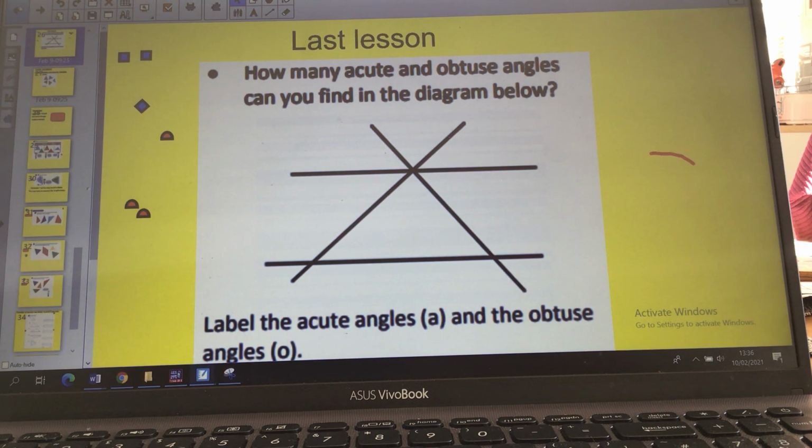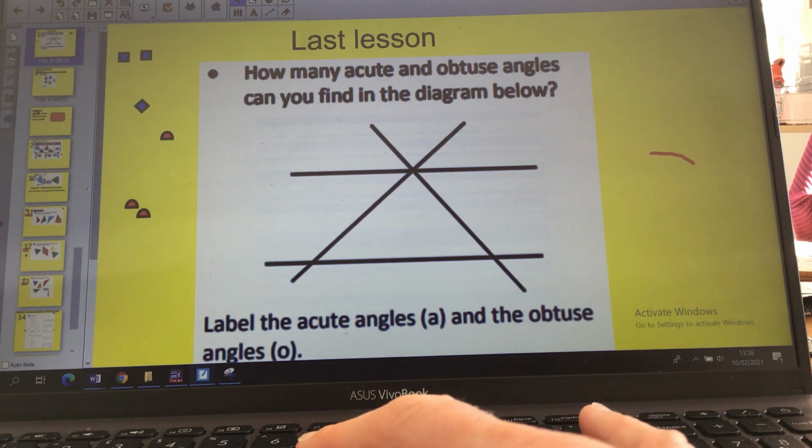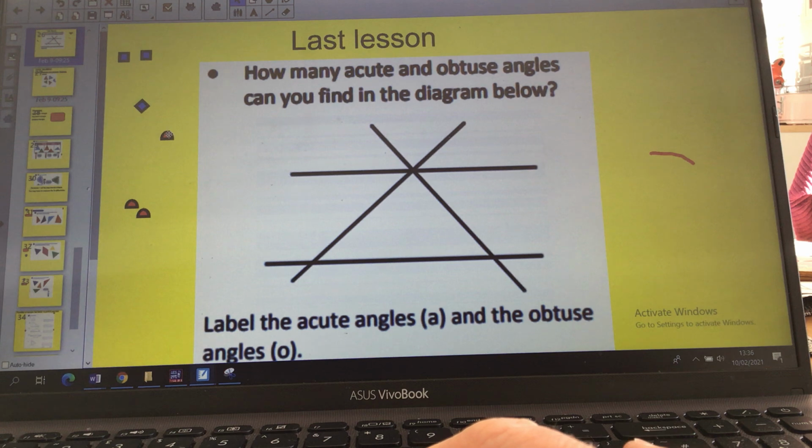We're just going to start by looking at the problem I left you last lesson. It says, how many acute and obtuse angles can you find in the diagram below? And I was hoping that you'd find quite a few. So let's have a look at starting to find the acute angles. Remember, acute angles are angles less than 90 degrees. So you're looking for something small.